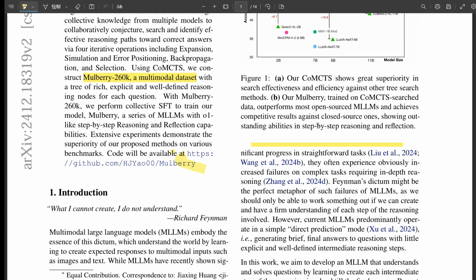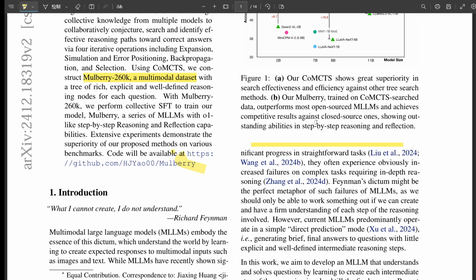And this collective learning happens through four iterative steps. First, we have expansion. Think of it like brainstorming. Each MLLM suggests possible next steps to solve the problem. So it's more dynamic and more collaborative than the traditional way of thinking about it.